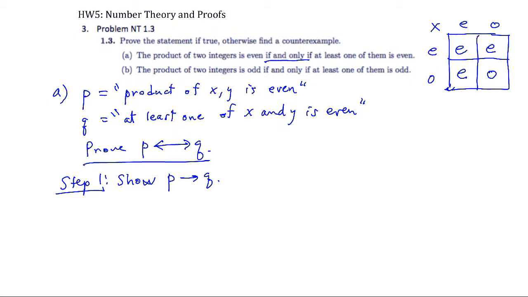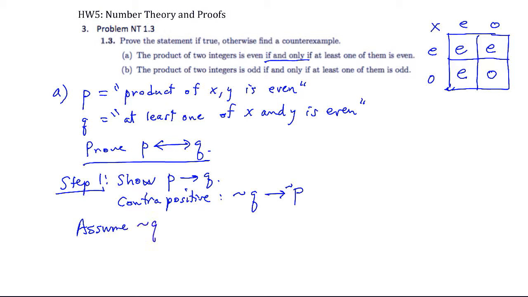And to start with the product being even is very similar to one of the earlier examples here. To start with the product being even is not going to help us too much, and so we're going to prove the contrapositive. That is, if not Q, then not P. Okay? And so I'm going to assume that we don't have at least one of them being even. So we assume not Q and show not P.